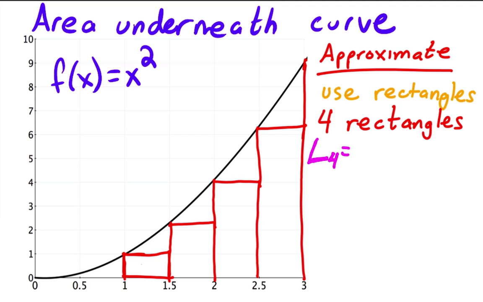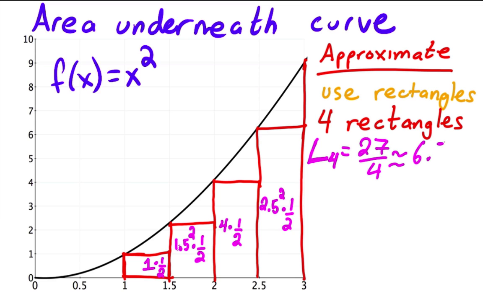So the area of each one of these: the area of this one is going to be 1 times 1/2, because the height is 1 and 1/2 is the width. And then this one is going to be the height at 1.5, which is 1.5 squared, times 1/2. The height at 2 is 4 times 1/2. The height at 2.5 is 2.5 squared times 1/2. Or you could just leave them all as fractions if you want. And so if you add up all of these, you'll get 27/4, or about 6.75.